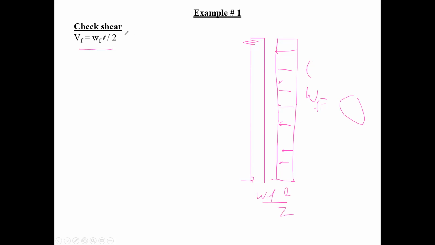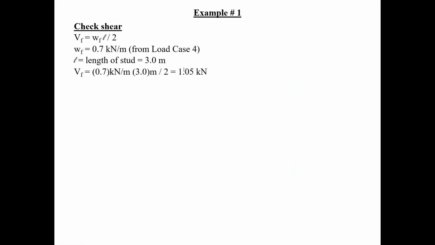And that's what this is. So what's WF from case number 4? L is the length of your stud, and that's how simple it is to calculate the shear. So therefore 0.7 from load case number 4, because it's the higher of the two. And L, of course, is the length of your stud, and therefore my VF is 1.05 kilonewtons.